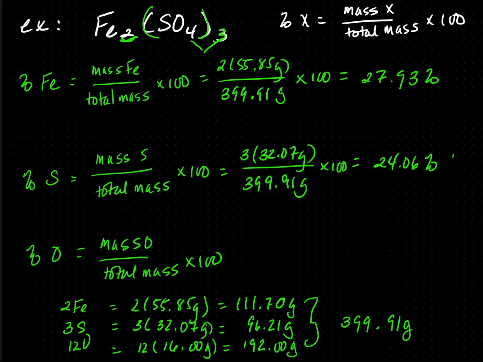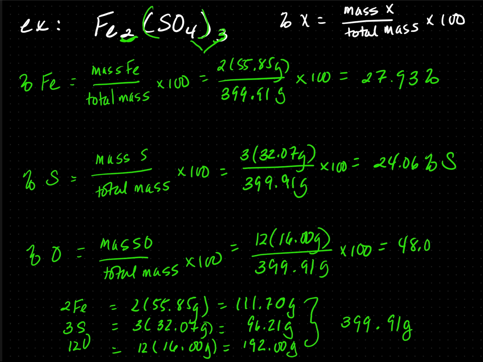Oxygen, there are 12 of them, so 12 times 16.00 grams, divided by the total, 399.91 grams, times 100. This equals 48.01% oxygen. So the other way we could have solved for oxygen, the total must equal 100. So I could add the iron and sulfur and subtract from 100, and I will get approximately 48.01% of oxygen.